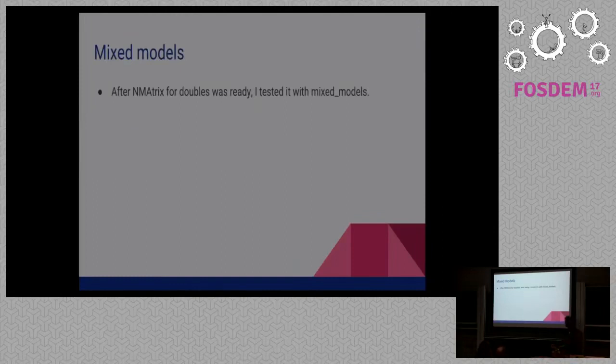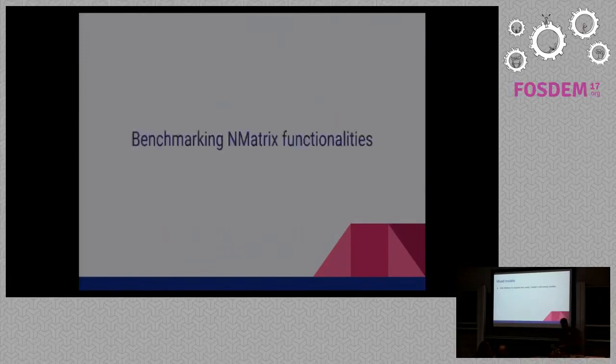So there's another gem, mixed models, that relied on NMatrix, and simply by porting NMatrix, I ported this library to JRuby too, and so you can model your data in JRuby now. Now we benchmark NMatrix functionalities.